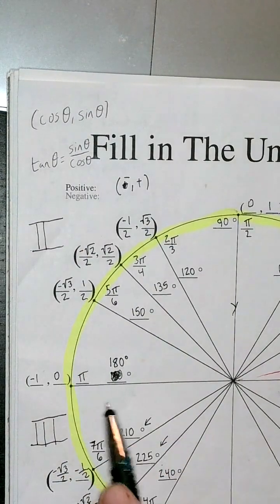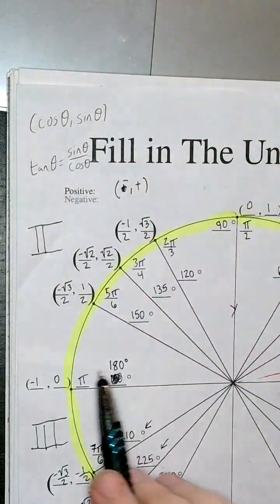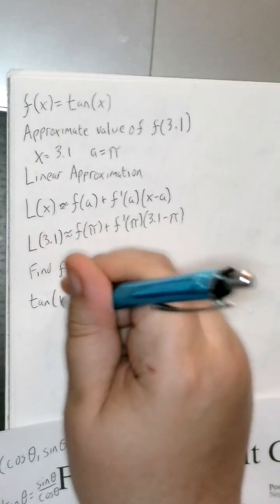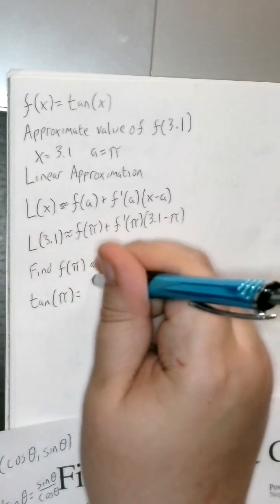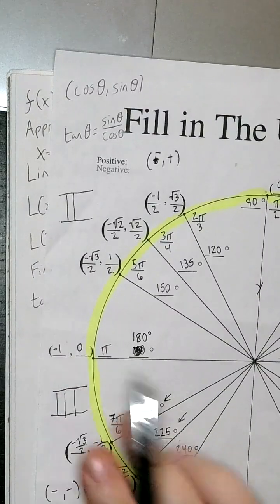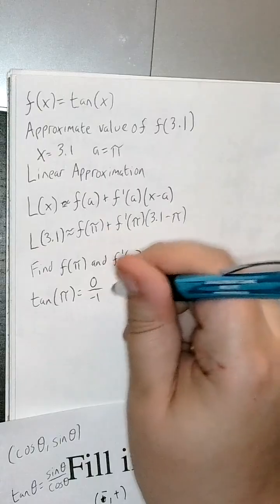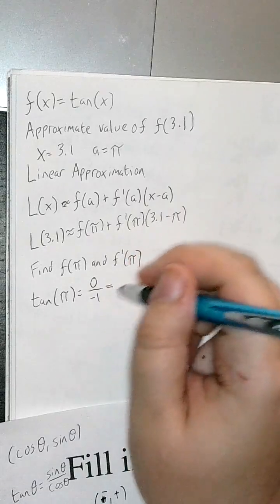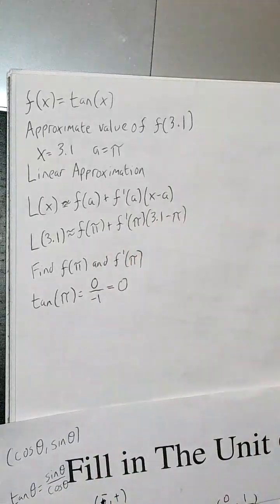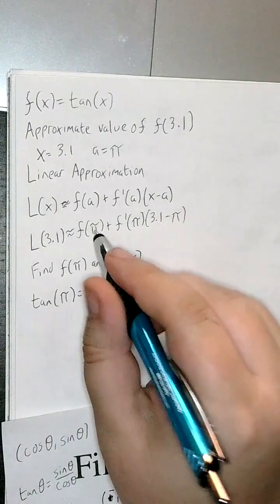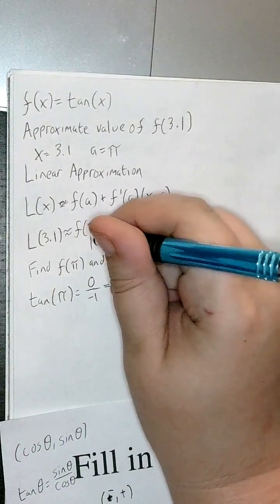So here, my sine is my y value. What's my y value at pi? It's 0. So tan of pi is equal to 0 over my cosine, which is negative 1. So I have 0 divided by negative 1. And the last time I checked, 0 divided by anything that's not 0 is equal to 0. So we know that we'll be able to plug in 0.